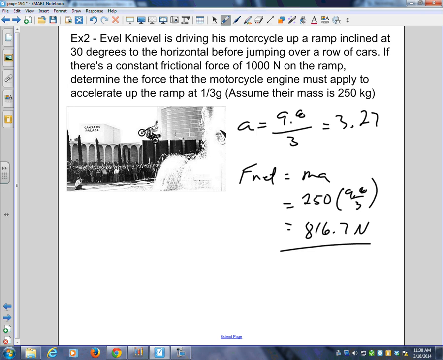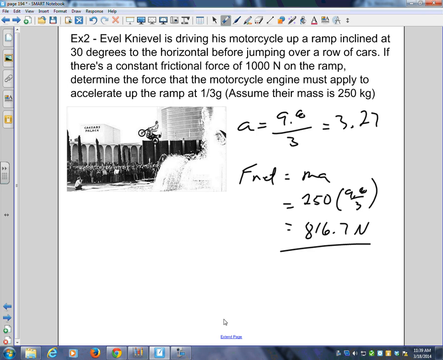Does the motorcycle need to produce more or less force? Why more? He's got to accelerate up this ramp at 3.27 meters per second squared, and he has to overcome friction. The net force required to do that is 816.7. Does the motorbike have to come up with more force or less force? More than 816.7 newtons? Or less? Why more? So what else does he have to fight? He's got to fight friction as well as gravity down the ramp, exactly. He has to come up with much more than 816.7.